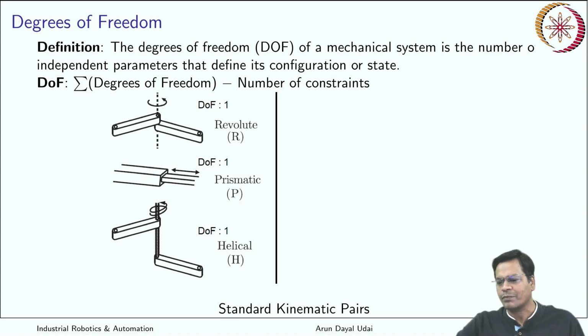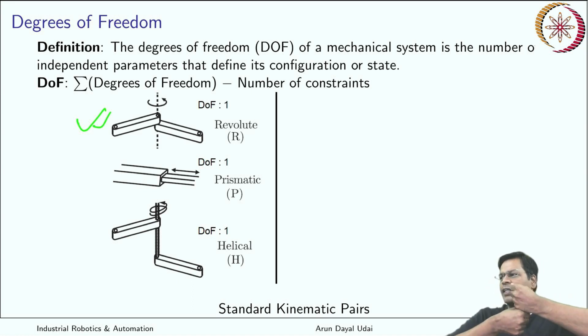Degrees of freedom of an object is always the total degrees of freedom, that is the maximum, which is 6, minus the number of independent constraints which are there. So let us discuss one by one. This is a 1 degree of freedom system where you have a link connected with another link, like this, with a revolute joint.